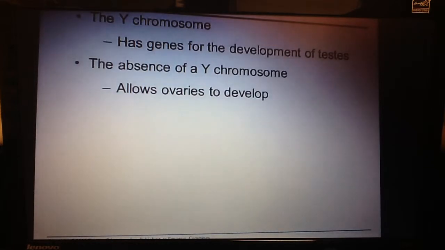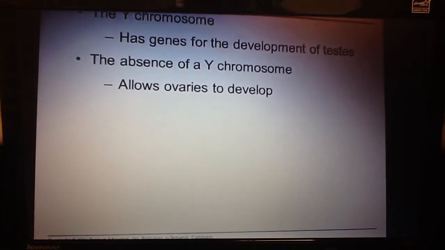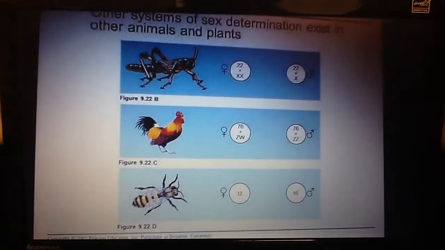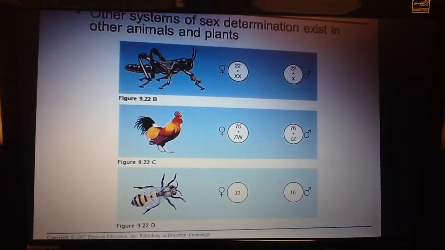The Y chromosome has the genes that are responsible for the development of the testes, and the testes produce hormones that control male development. Whereas if you don't have the Y chromosome, you automatically develop ovaries. So by default, ovary development, or female development, is going to occur if there's the X chromosome. It's only because the Y steps in and says, no, I think we'll develop testes, that we then develop male characteristics. And so there are different systems that exist.